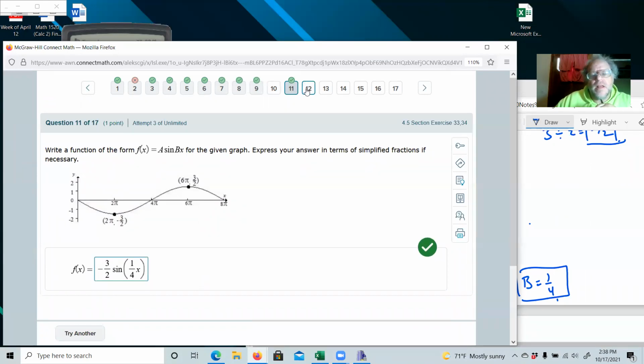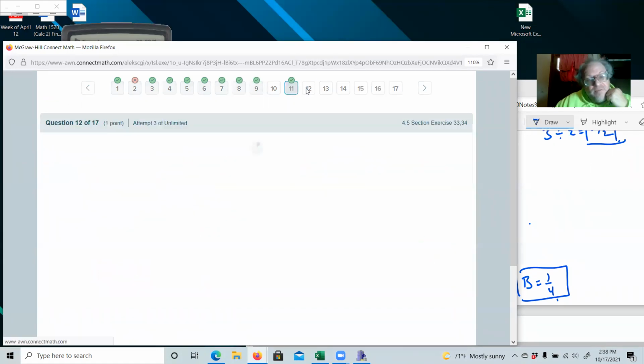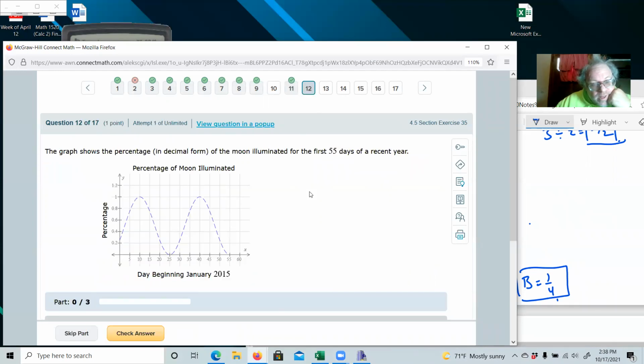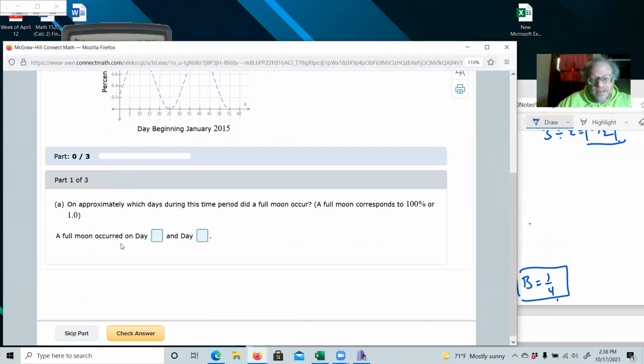All right. Do we have phase shifts next? No, we just have modeling. Okay. So the graph shows the percentage and decimal form of the moon illuminated for the first 55 days of a recent year. So where is this starting? Is it starting in the middle of the wave, or is it starting at one of the edges? I think it's starting at one of the edges.